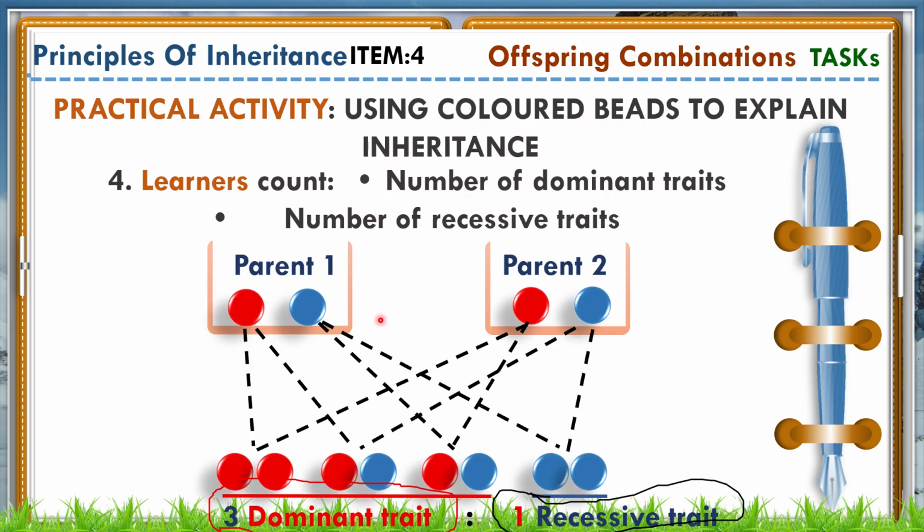So, if the parents are both heterozygous, having a red gene and a blue gene, and they are crossed, these are the possibilities of the offspring they are going to have. There are 3 chances out of 4 for those offspring to have red color, or dominant trait. And there is 1 chance out of 4 for the children to have blue color, or recessive trait. That is our offspring combinations.